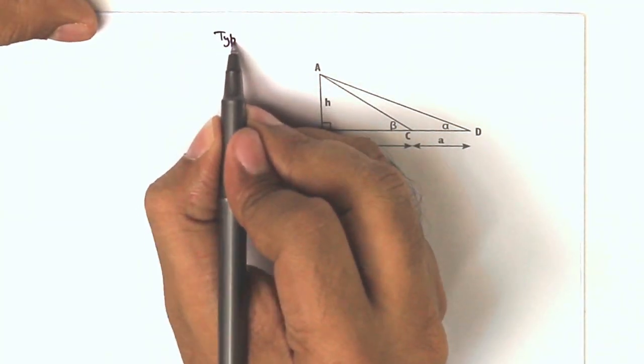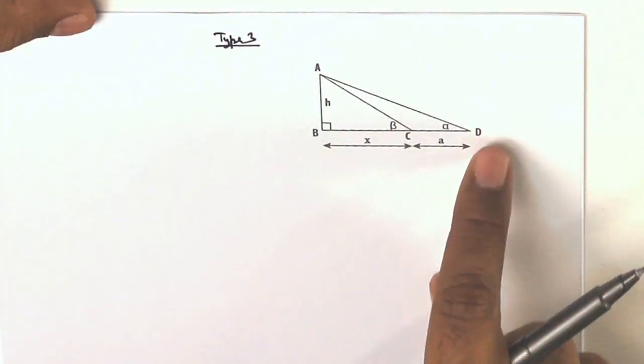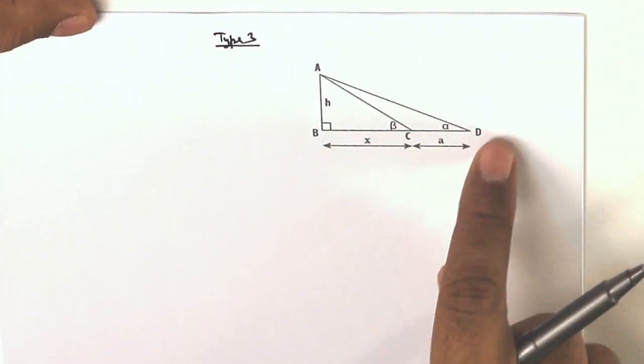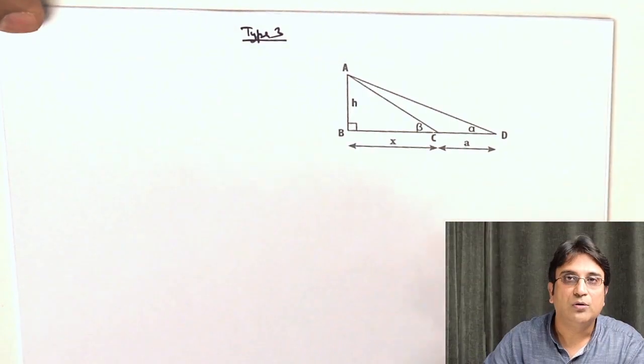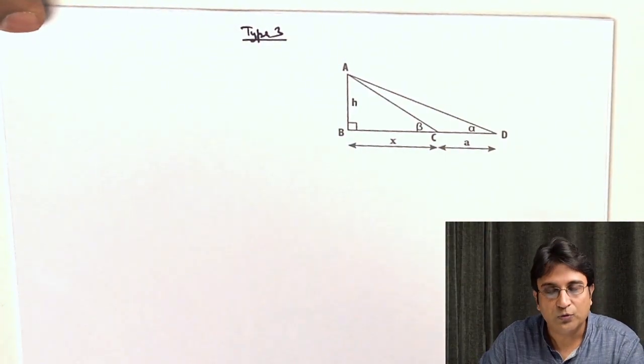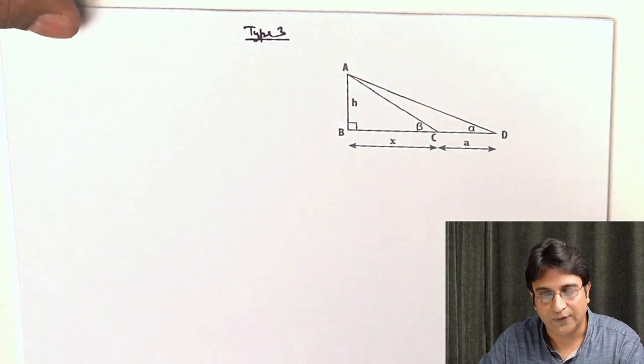Now let's look at the third type of the problem. In type 3, you'll always end up with a diagram like this. Now remember, in every type, the triangle may be oriented any which way, right? So here you can see that D is this side. It could be flipped to the left. It could have been upside down. So it could have been oriented any which way, but the basic concept still stays.